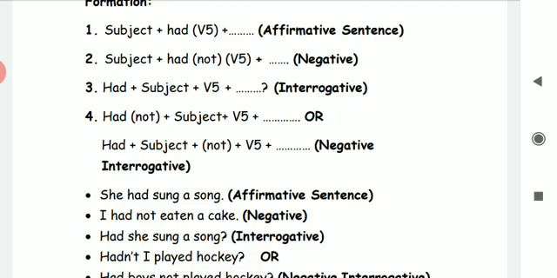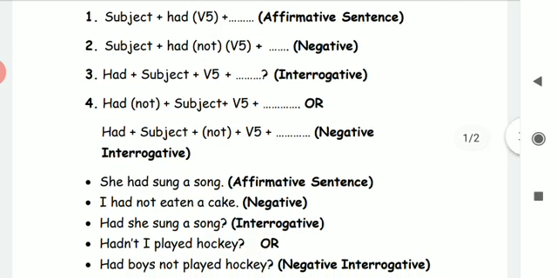Or it can be used like this: Had plus subject plus not plus V5 plus the rest of the sentence. And here at the bottom: Had boys not played hockey. Had is considered to be your auxiliary verb that is always used in past perfect cases. Boys is your subject, not always for negative cases. And played here is used as V5, and hockey is considered to be a noun, or you can say the rest of the sentence. Had boys not played hockey, it becomes a negative interrogative case.